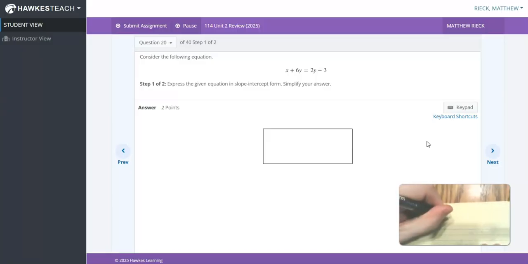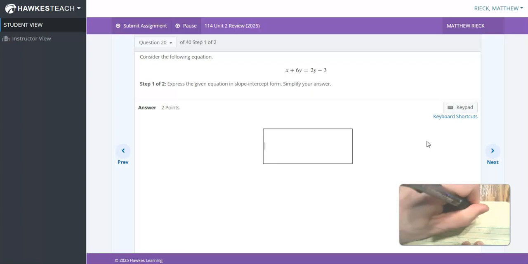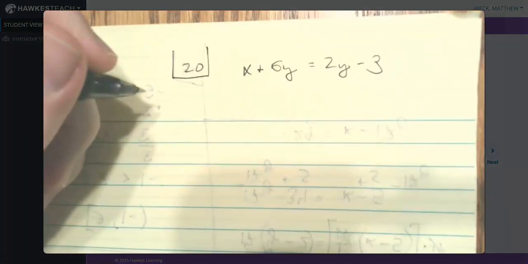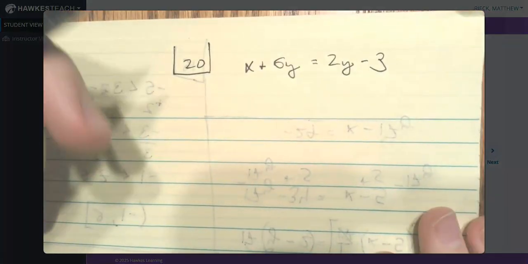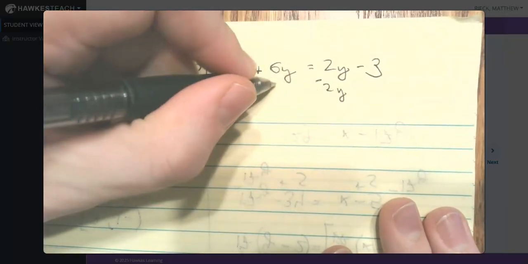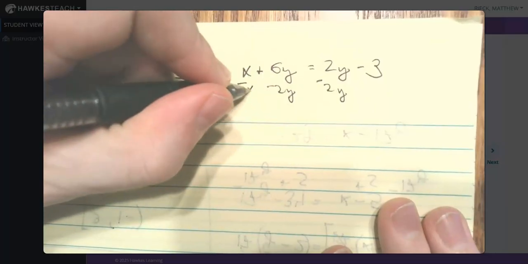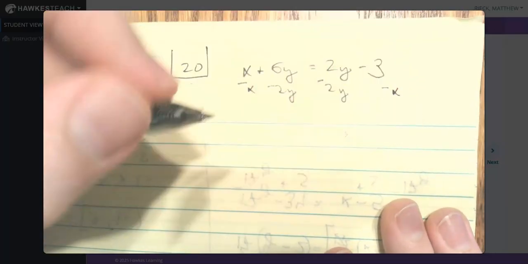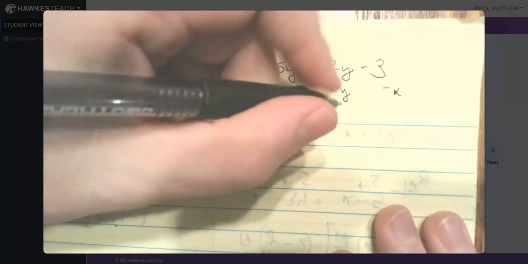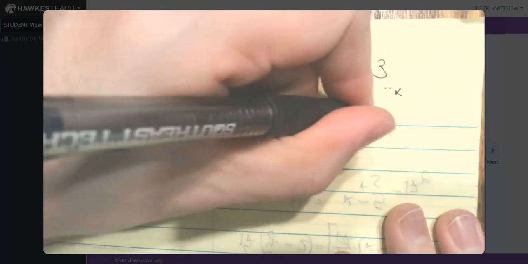So next one here. We want to express this in slope-intercept form. So we have x plus 6y equals 2y minus 3. So again, we want to solve for y, so we want to get the y by itself. So I'm going to go ahead and subtract the 2y from each side, and then subtract an x from each side to get the x over on the right here. So you have 6y minus 2y is 4y, and that's going to be negative x minus 3.